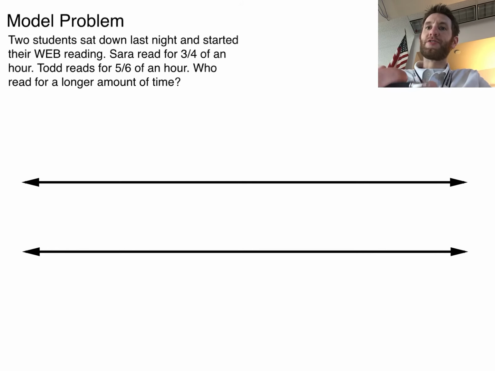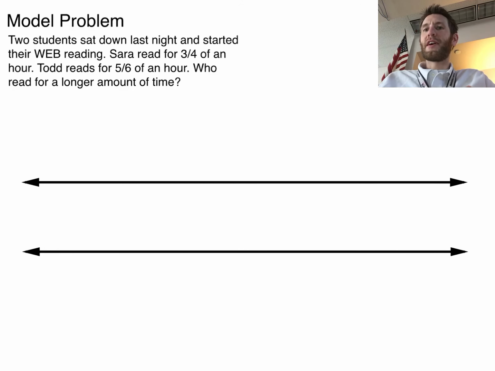For today's lesson, you're just going to have a model problem on your organizer and one practice problem for tonight. So I'm going to put comparing fractions into some context through a word problem. The problem says that 2 students sat down last night and started their web reading, just like what all of you are doing tonight as well. Sarah read for 3/4 of an hour. Todd read for 5/6 of an hour. Who read for the longer amount of time?